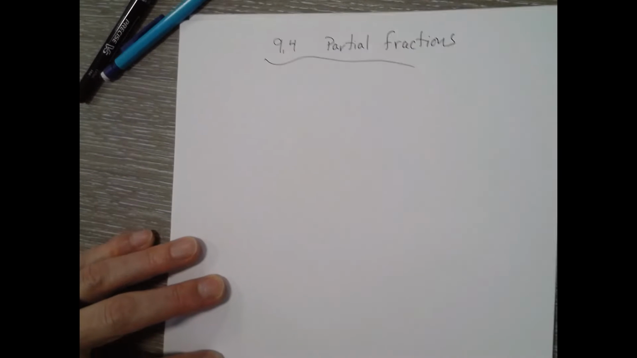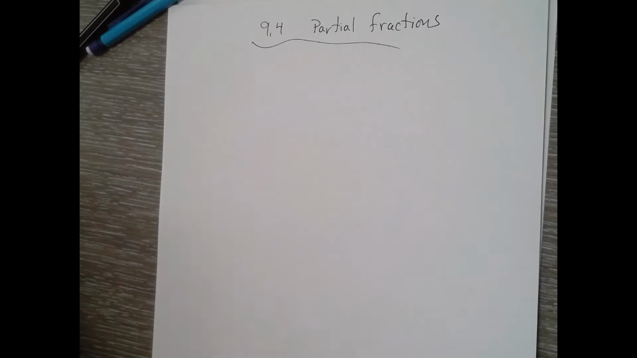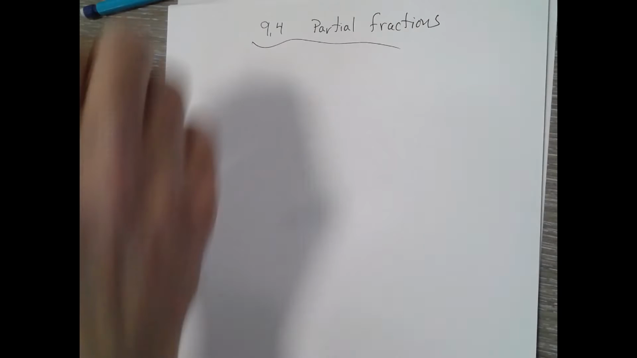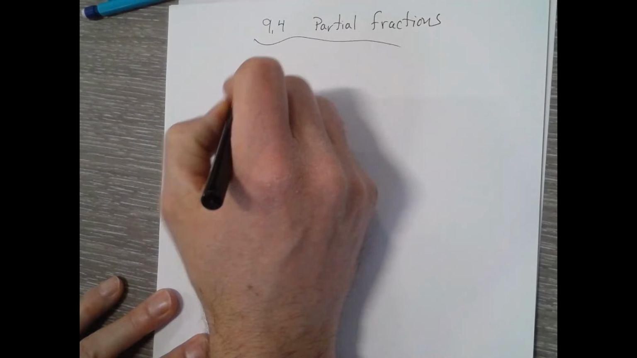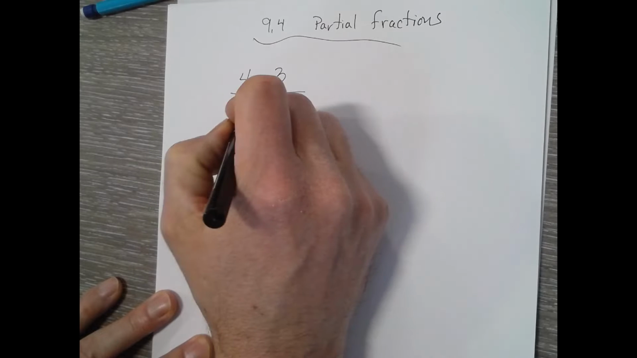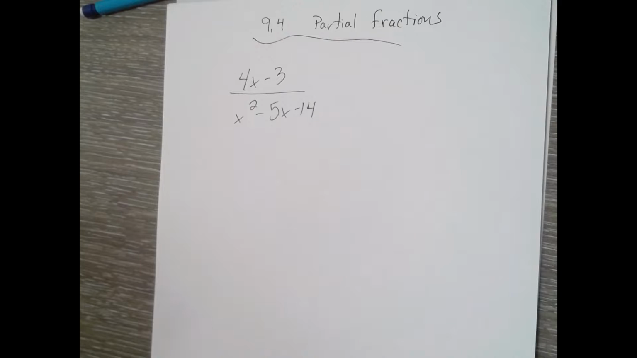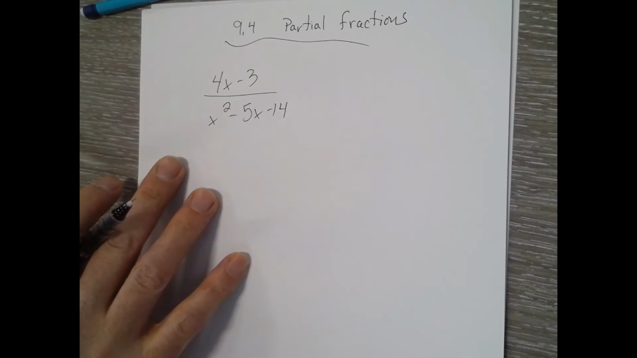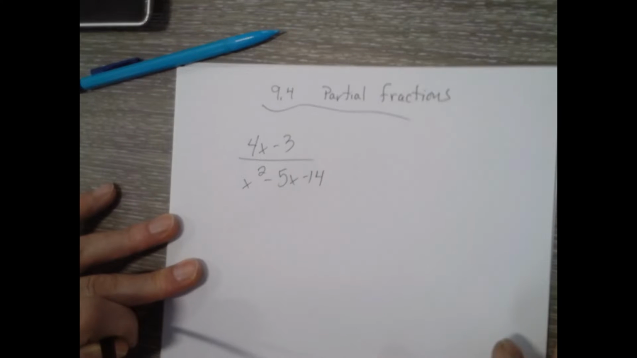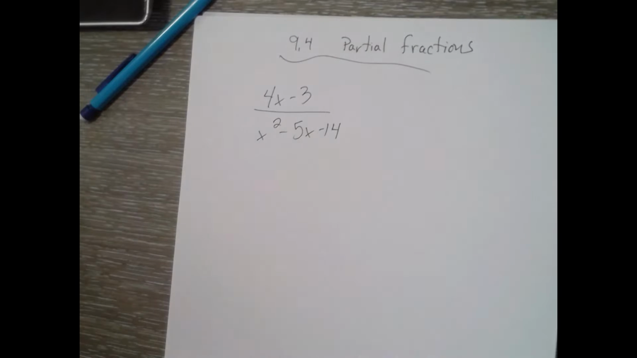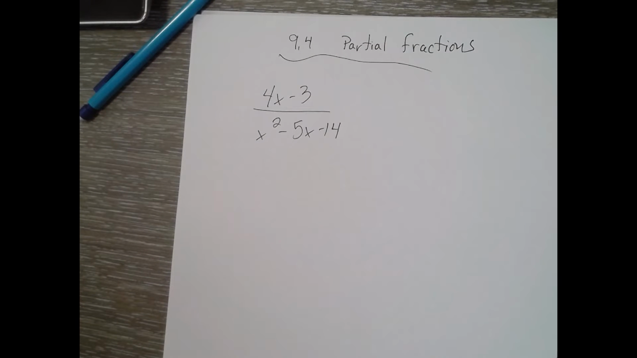Right, 9.4 partial fraction decomposition is what it's called. So it's basically a way of rewriting a rational expression. So if I have this as my rational expression, I can rewrite it using partial fractions. And this is used in calculus all the time when you're trying to find the integral of an expression. You need to rewrite it using partial fractions. All you're doing is rewriting it a different way.